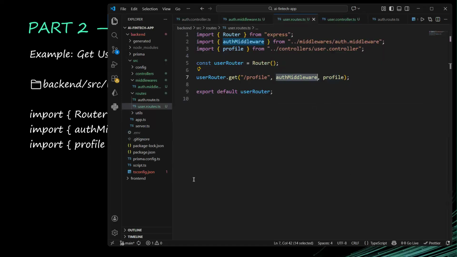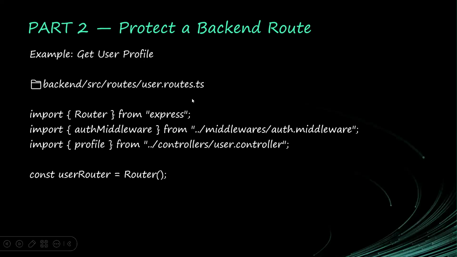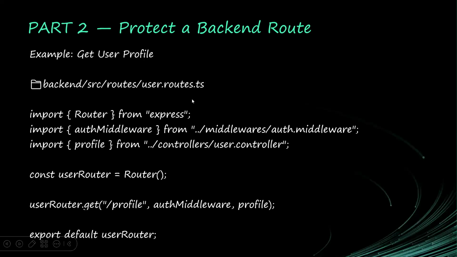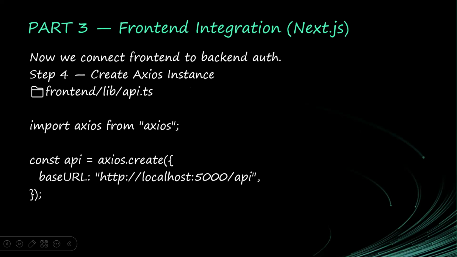So the next thing, that's what we are doing here. And then we export it. Okay, so this is the code here. Now, the next thing is for us to go to front end and integrate this. But before we go to front end, let us test our code using Postman.